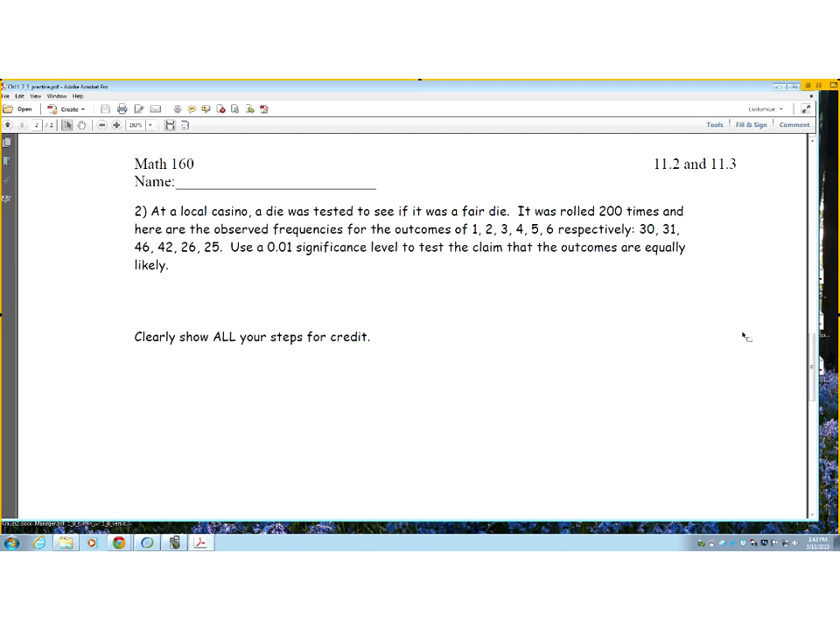Okay, now here's another question, and it's coming from chapter 11. So do you think this is an ANOVA question? Are you going to have to do ANOVA here? What do you think?